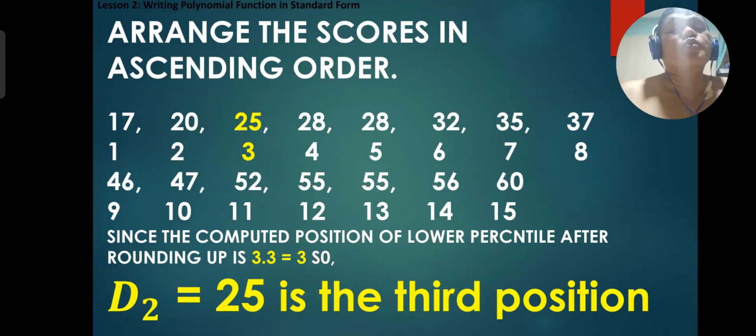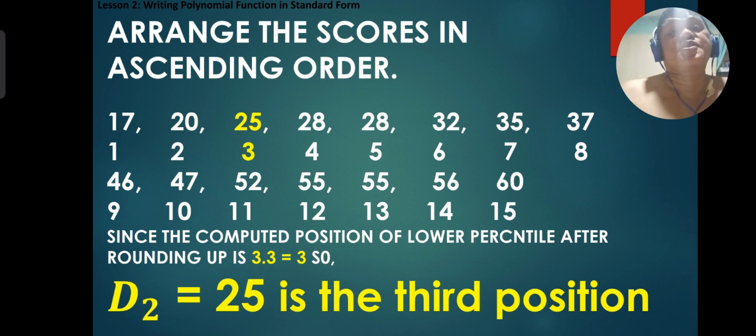This time we are going to arrange the scores in ascending order. The first score now is 17, then 20, 25, 28, 28, 32, 35, 37, 46, 47, 52, 55, 55, 56, and 60. And we're going to assign now their positions.